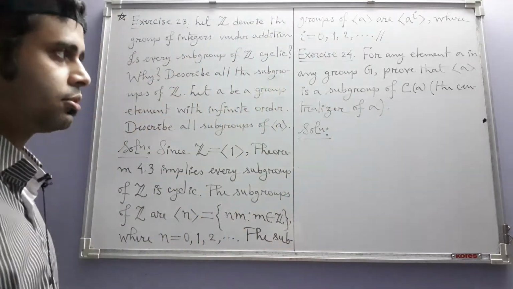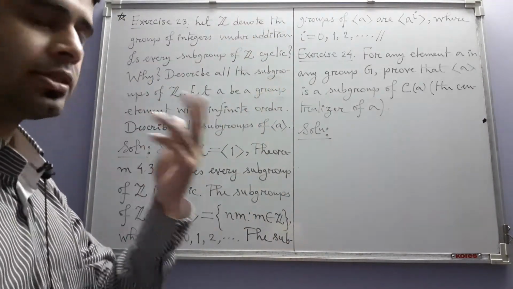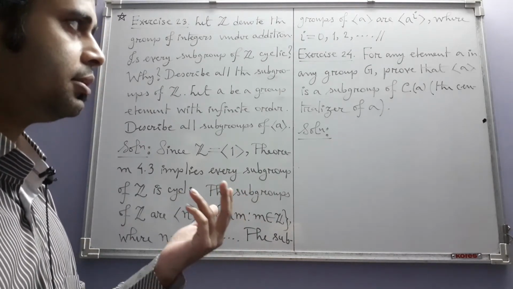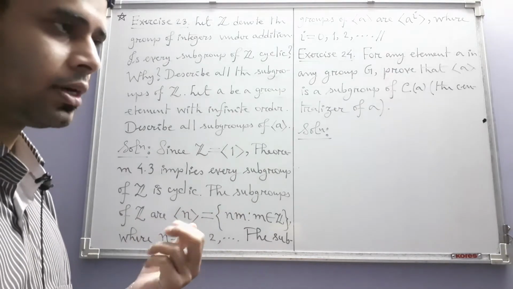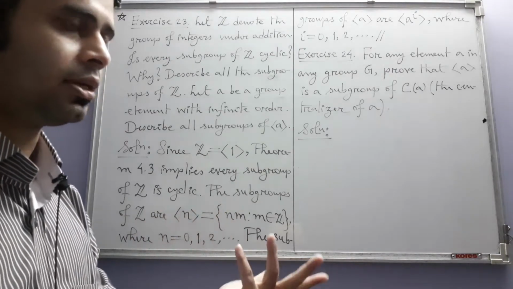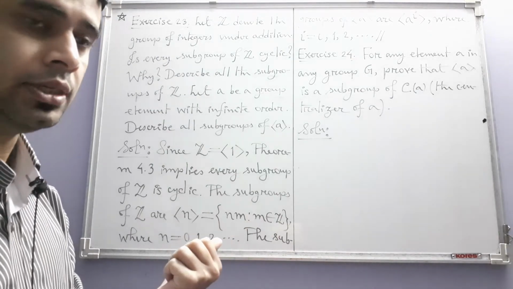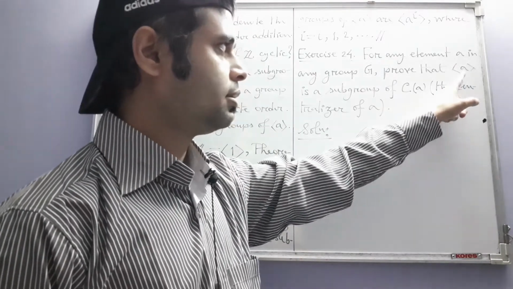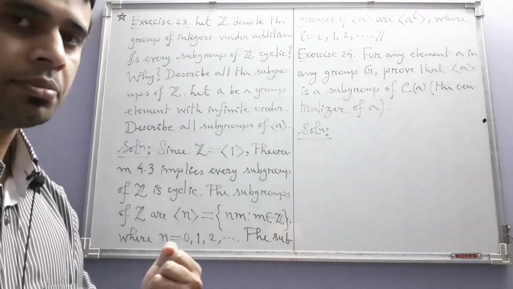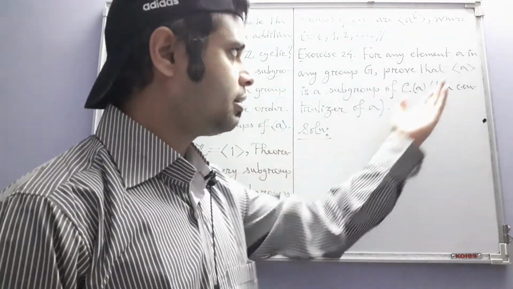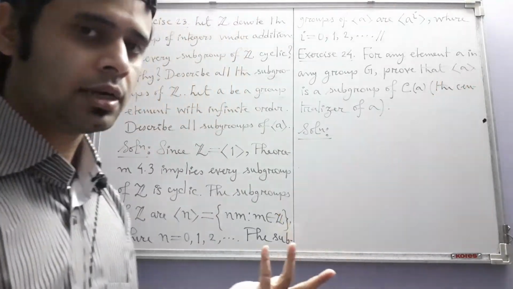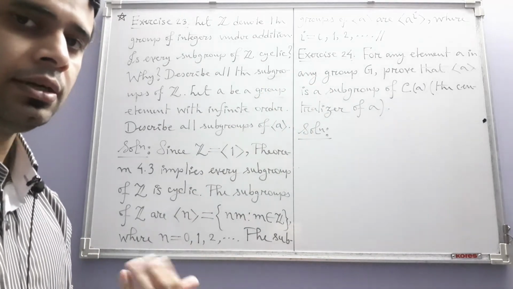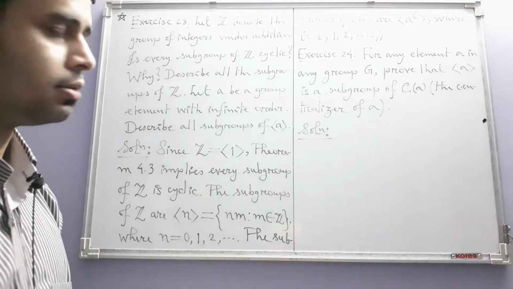So we have to show, let us recall that the centralizer of A consists of those elements in G that commute with A, and we already know that they form a subgroup of G. We have to prove that this is a subgroup of this. That means any integral power of A, because a typical element in this cyclic subgroup is an integral power of A, will belong to this. That means we have to prove that any integral power of A commutes with A.